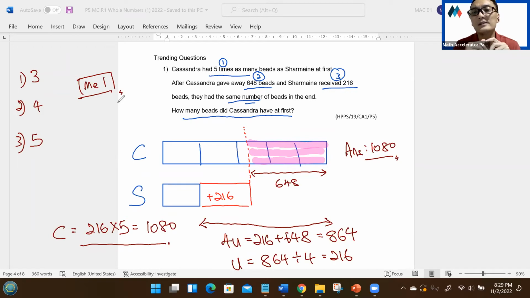Why is it that 648 equals 3 units? No, it's not 3 units. 3 units is up to here. We don't know how many units 648 is. It's somewhere between 2 units and 3 units, right? It's just the way I illustrate the model. Most importantly, you need to know that the sum of 216 and 648 is equivalent to 1, 2, 3, 4 units. Is that clear to you, Mikhail?